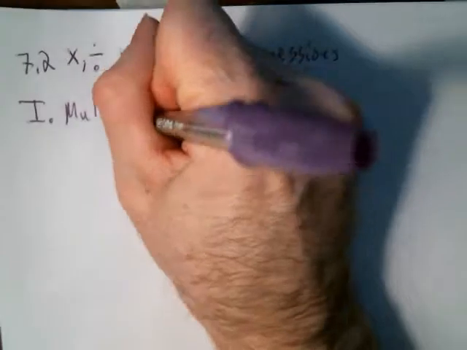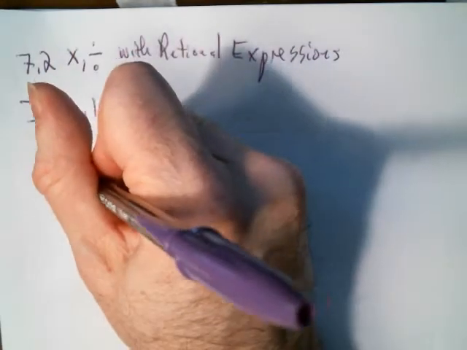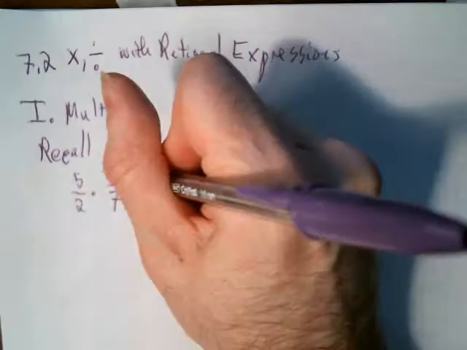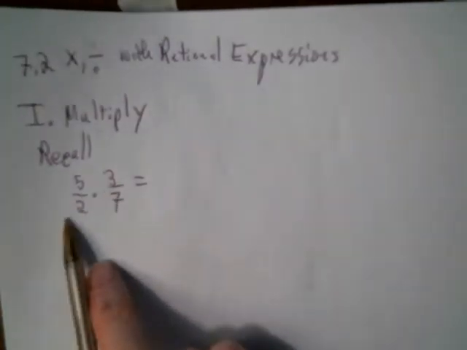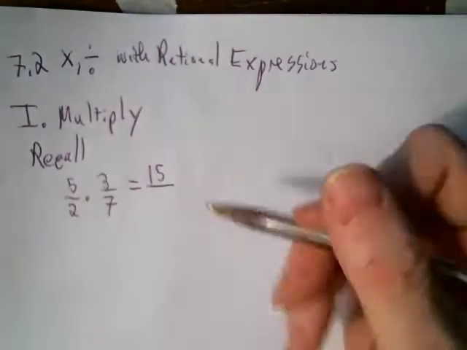So we begin with multiplying, and have you recall what you did in arithmetic. So recall 5/2 times 3/7. How do we do that? We just multiply straight across. 5 times 3 is 15. 2 times 7 is 14.